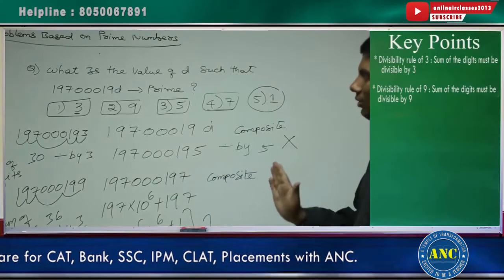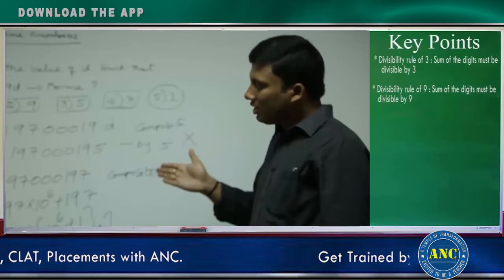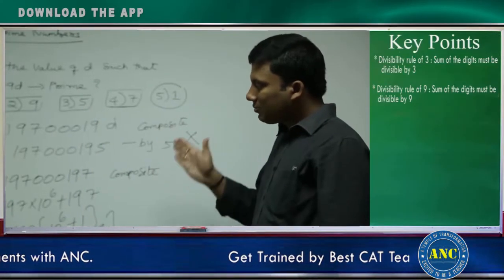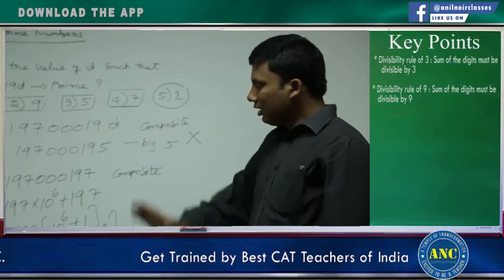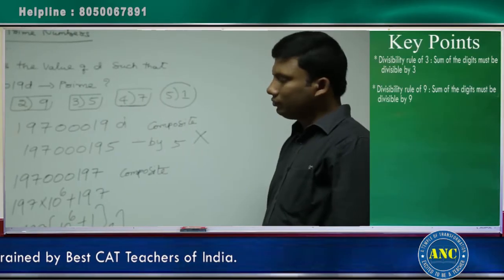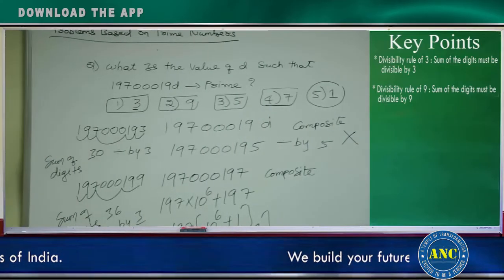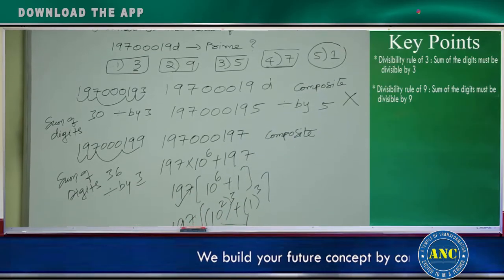So it is a classic problem which explains the divisibility rule of 5, the divisibility rule of 3, and the divisibility rule of 9 also. What is the value of d such that this number is a prime number?